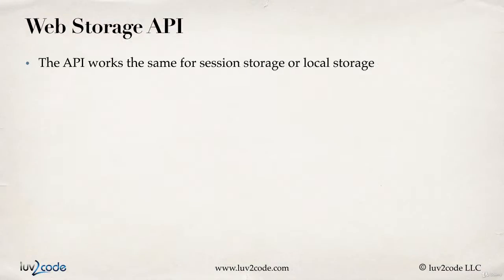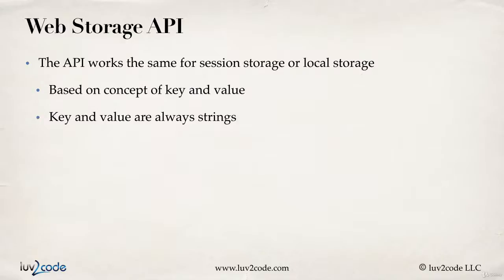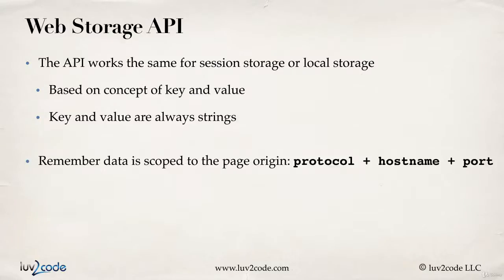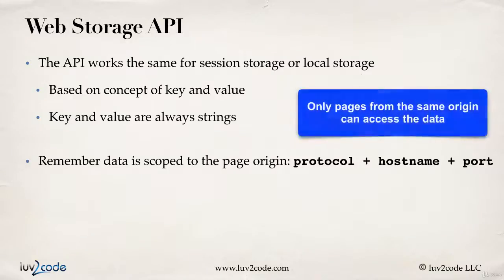Now let's go ahead and look at the Web Storage API. The API works the same for session storage or local storage. It's based on the concept of key and value, which are always strings. Remember, the data is scoped to the page origin, which is the protocol, hostname, plus port. And remember, only pages from the same origin can access the data.